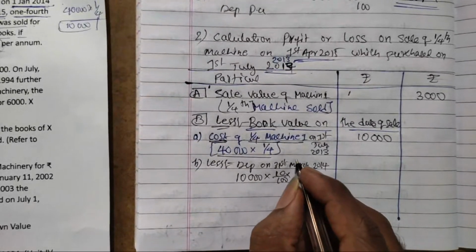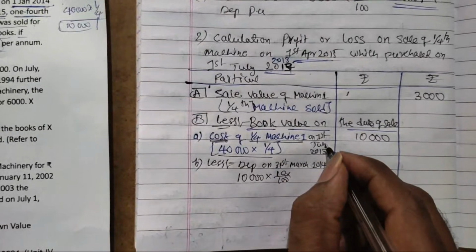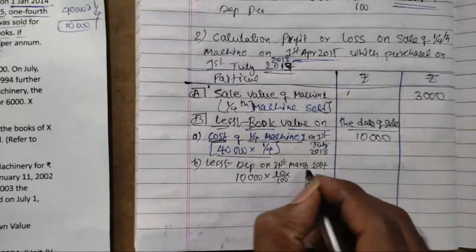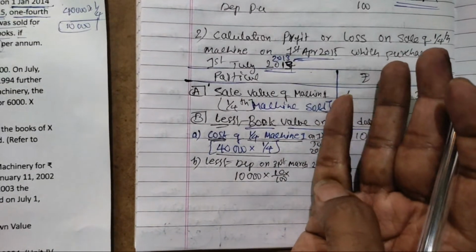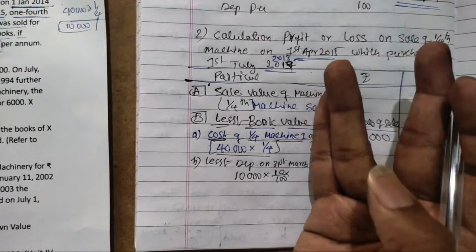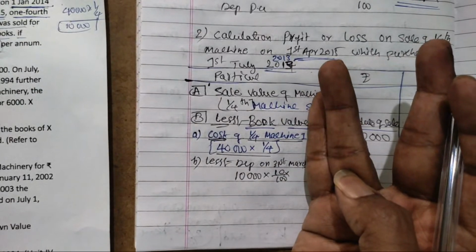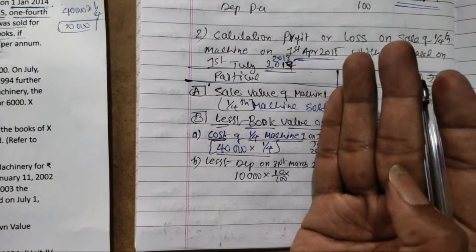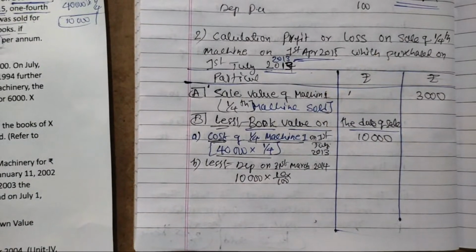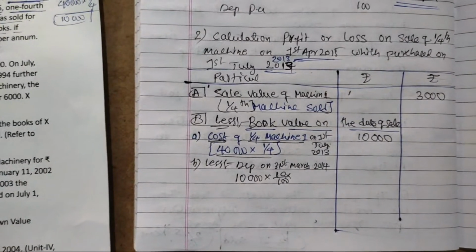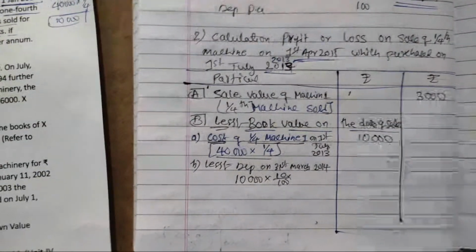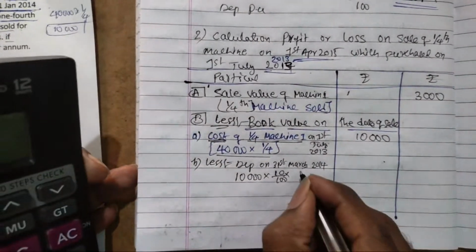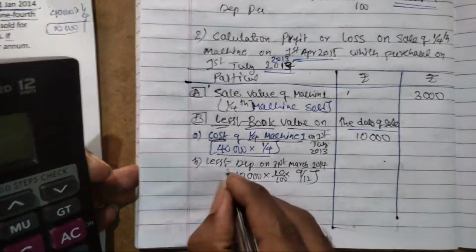How many months we need to take? From 1st July to 31st March. July, August, September, October, November, December, January, February, March. 9 months it is. Where is the calculator? Chalo. So 9 by 12 we need to take.